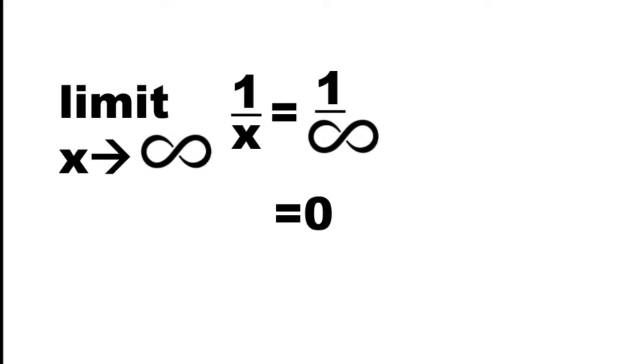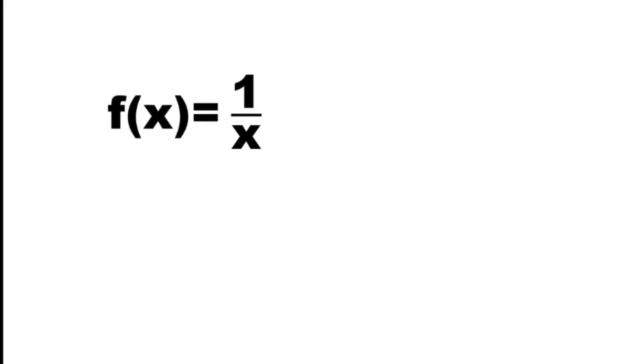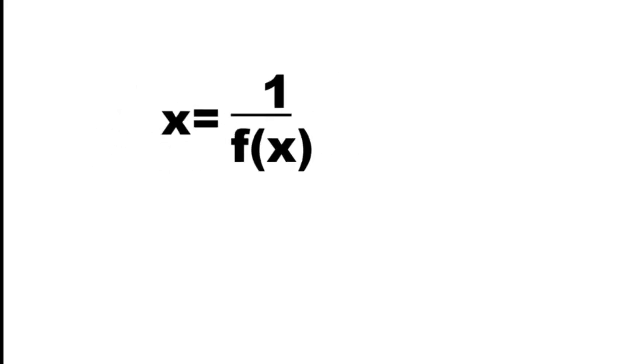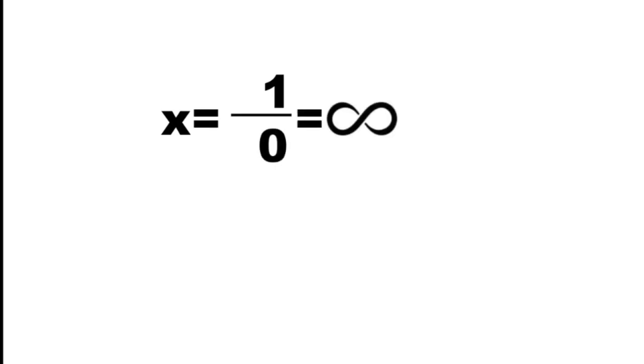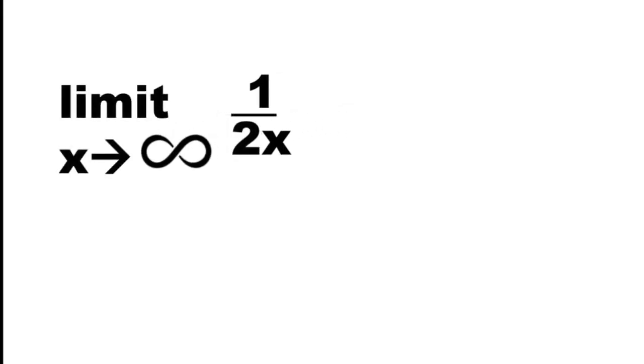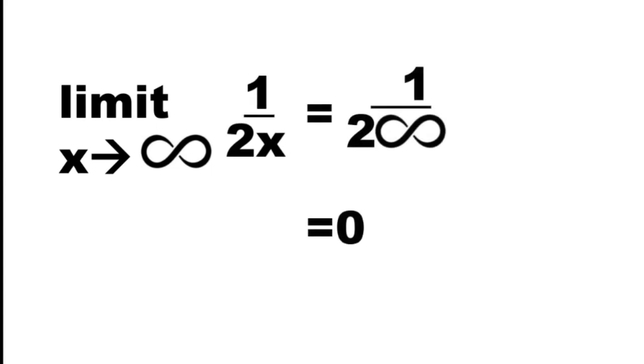By interchanging x and f of x, we can say that as f of x becomes 0, x is equal to infinity. This is the shortest proof that the limit of a reciprocal function as x approaches infinity is 0. Example, the limit of 1 over 2x as x approaches infinity is equal to 1 over 2 times infinity, so it is equal to 0.